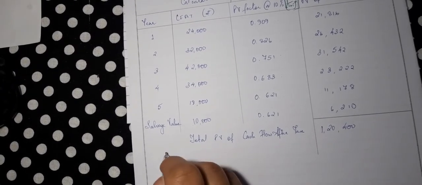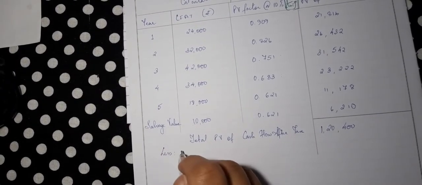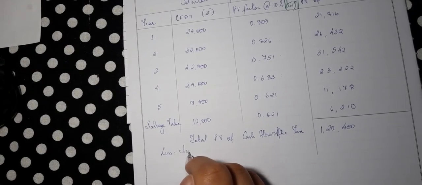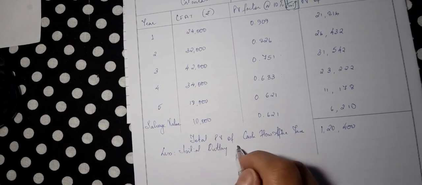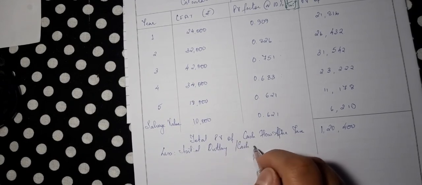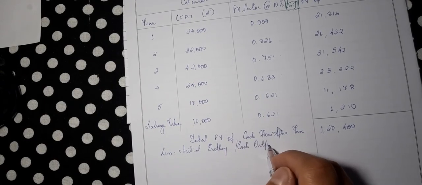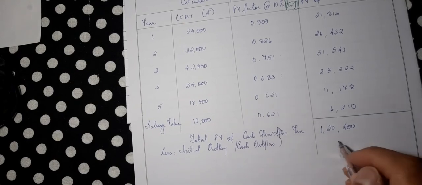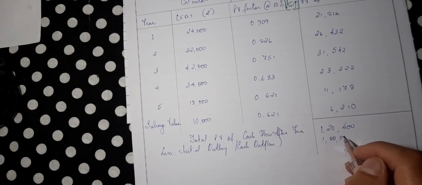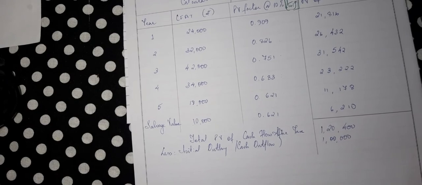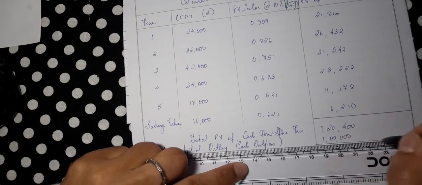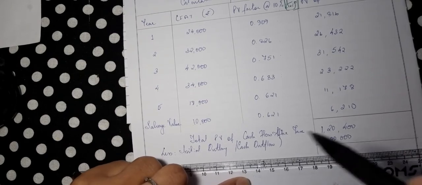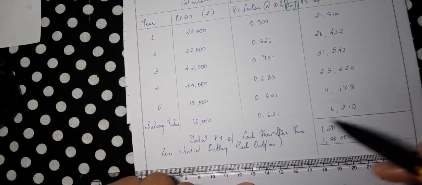And from this, you remember, right? Less our initial outlay, or cash outflow, or original investment, amounting to rupees 1 lakh. So we're getting our net present value to be equal to rupees 20,400. Okay, so the final answer is rupees 20,400.